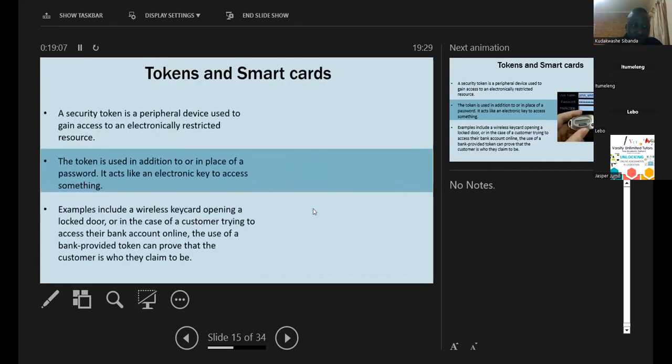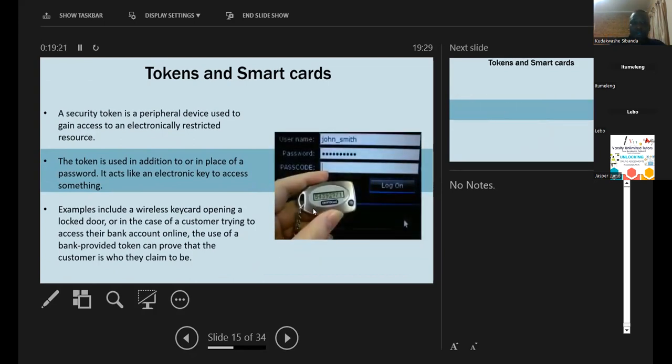Then there are what we call tokens and smart cards. A token is a peripheral device used to gain access to an electronically restricted resource. When we're talking about tokens, I think you've seen what we call the multi-factor authentication method, where on top of username and password, you require a code.